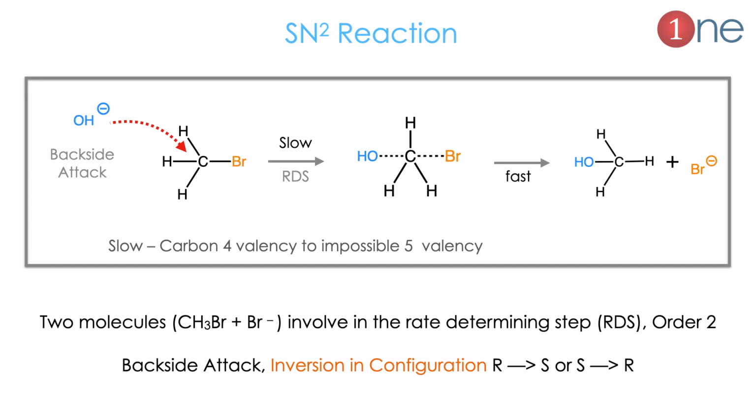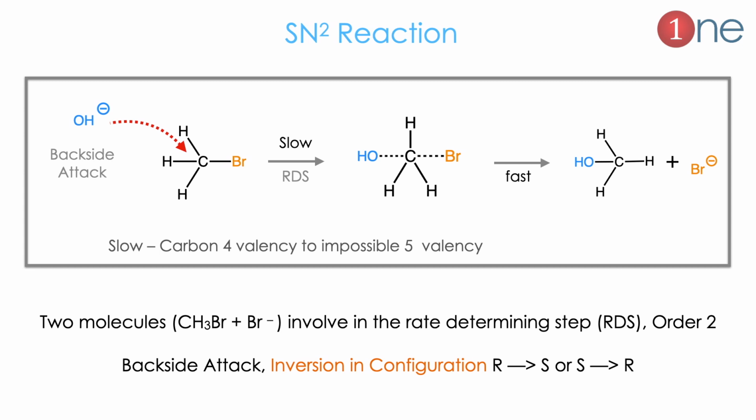Let us see the SN2 reaction. In the SN2 reaction, the first step is the attack of the nucleophile, which is OH minus, from the back side of the alkyl bromide. So what really happens is the carbon gains a fifth valency as the OH attacks. Here it is a transition state which is imaginary, that's why we have 5 valency here. In the second step, you have direct substitution of OH minus. So the product is formed directly here.